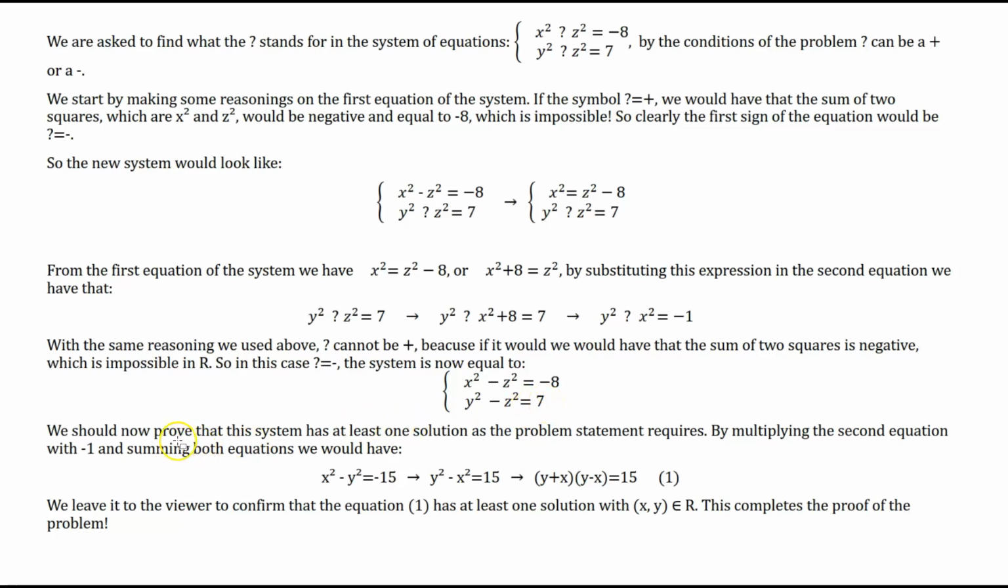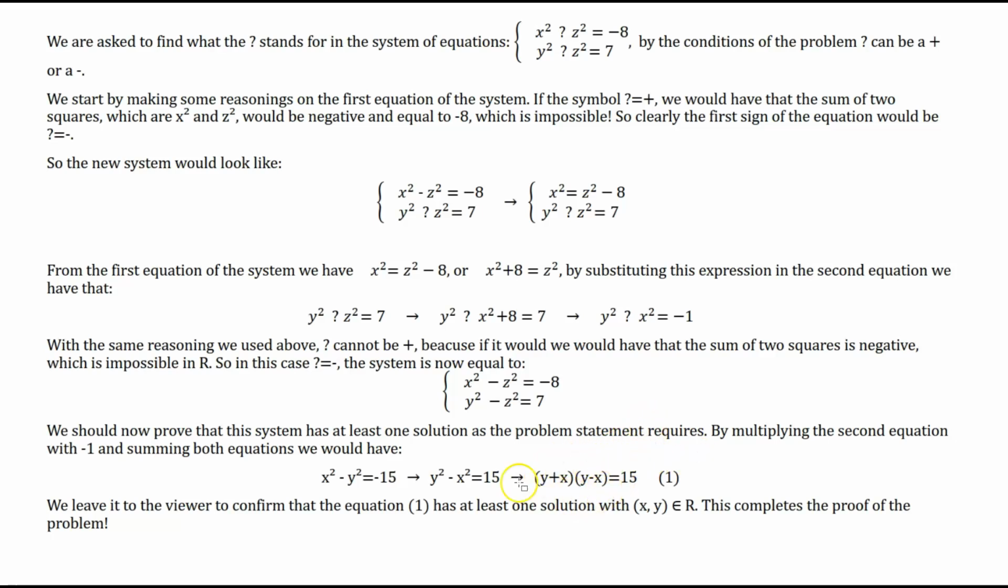So now, in order to be okay with the request of the problem, we should prove that this system has at least one solution as the problem statement requires. By multiplying the second equation by minus 1 and summing both equations of the system, the minus z squared and the plus z squared will simplify, and we will have that x squared minus x squared is equal to minus 8 minus 7, which is minus 15, or that x squared minus x squared is equal to 15, or that (x plus x) times (x minus x) is equal to 15. We call this equation number 1.